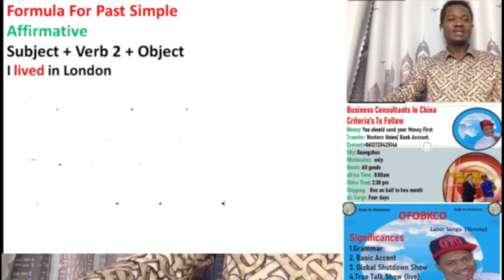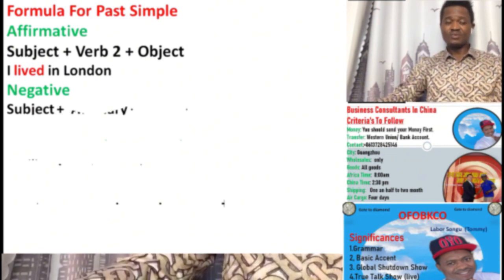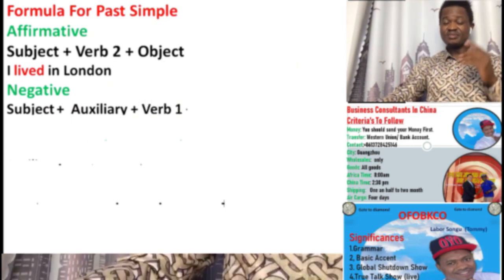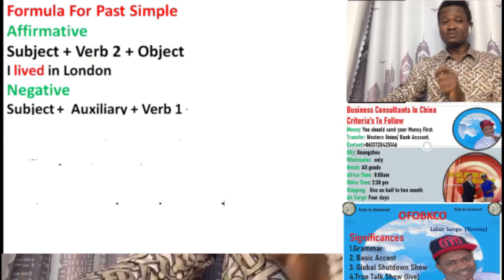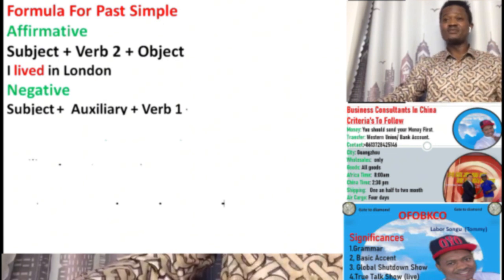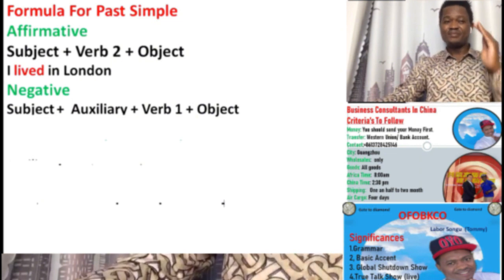Let's go. Negative form. So the negative form has to be subject plus auxiliary verb. We all know the auxiliary verb do. So in the past it has to be did, plus the V1 verb. This is the verb in the base form, that we call the V1 verb. So in the negative form, you have to be careful: after the auxiliary verb, you have to have the base verb, the V1 verb. Then also your subject. So this is a simple formula for the negative form in past simple.